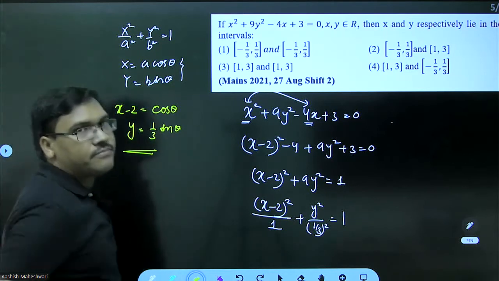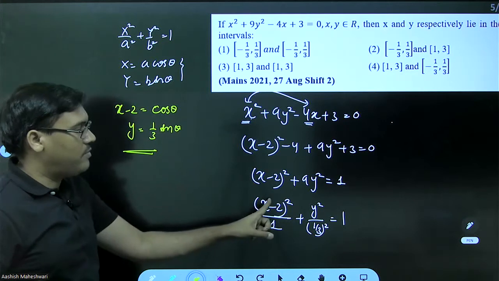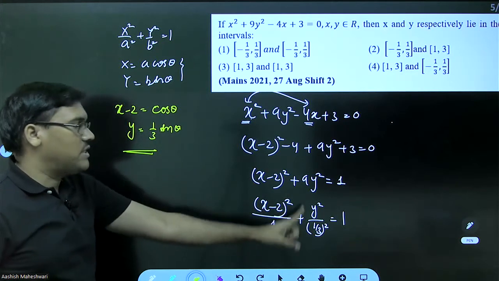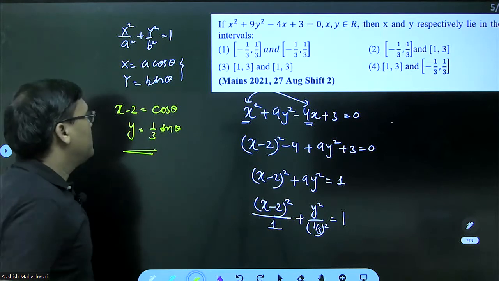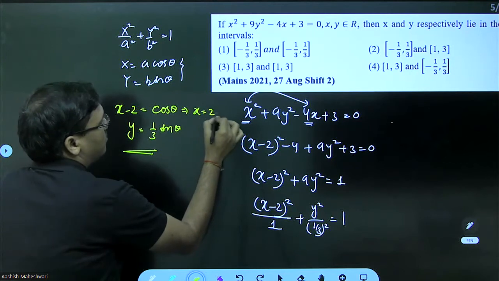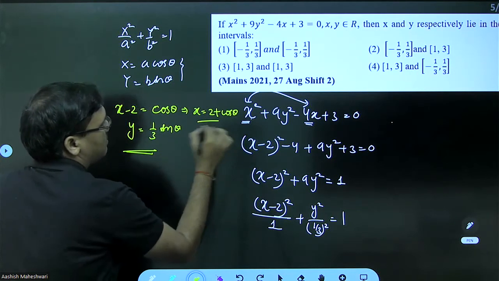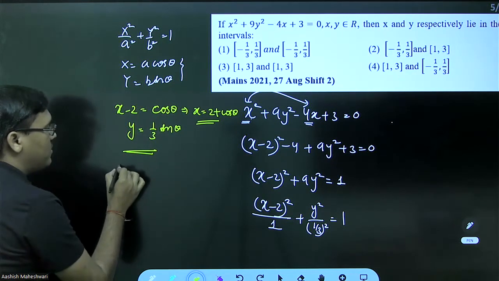So I hope this is clear. You can check this also. If I put x minus 2 is equal to cos theta, this will become cos square theta. This will become sin square theta, which is equal to 1. This is how you can take the parametric coordinate of the point. So what is x? X you can see from this, x is equal to 2 plus cos theta. Now I want to write the range of x and y. So what is the range of y?